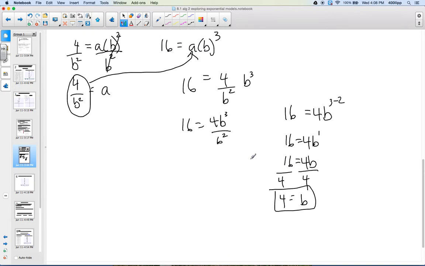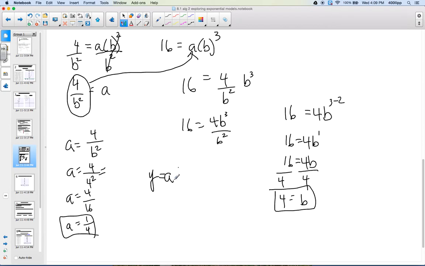And then I can plug b equals 4 back into this equation here and find what a is. So a is equal to 4 over b squared. Plugging in my b, which is 4, I get 4 squared. That's going to give me a equals 4 over 16, which will reduce to 1/4. So now I know a, I know b. I'm going to now plug it into y equals a times b to the x, which will therefore be y equals 1/4 times 4 to the x power.